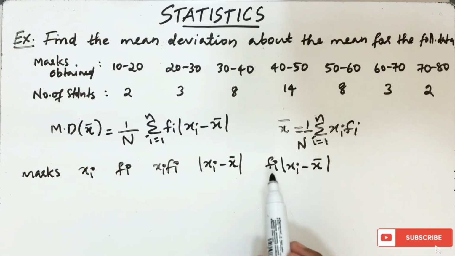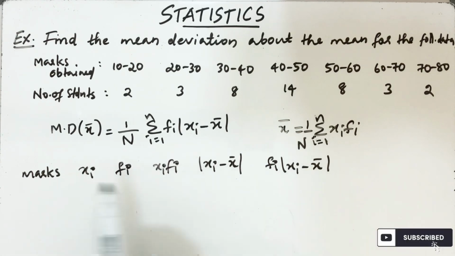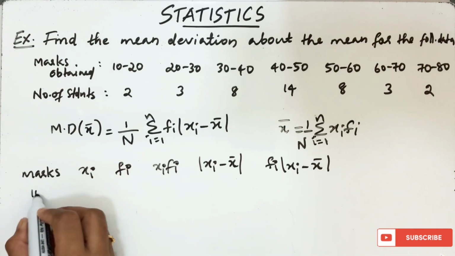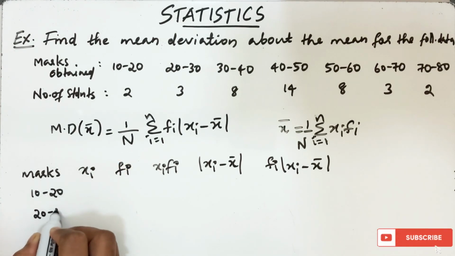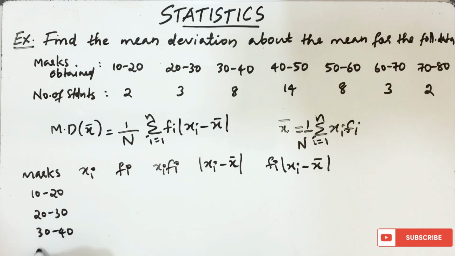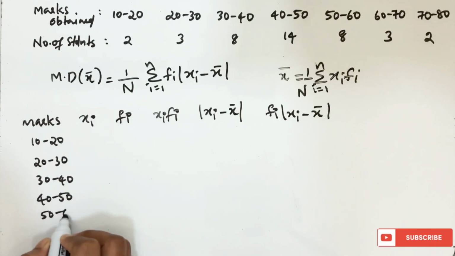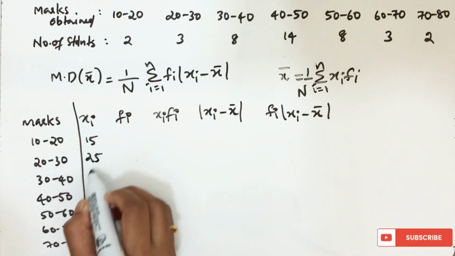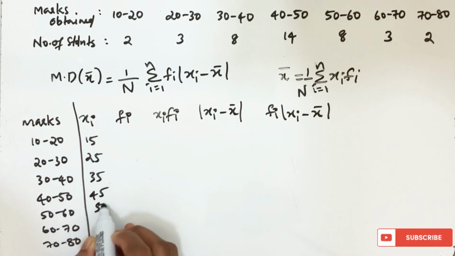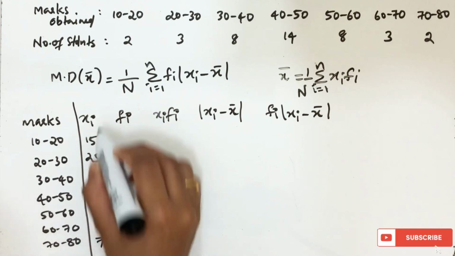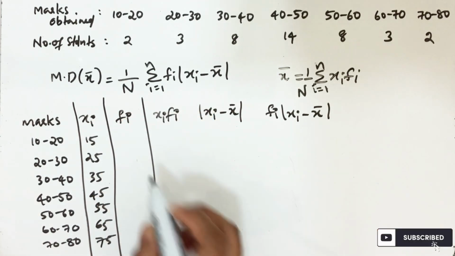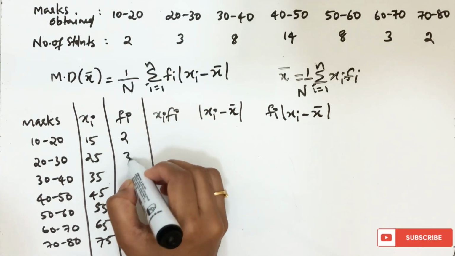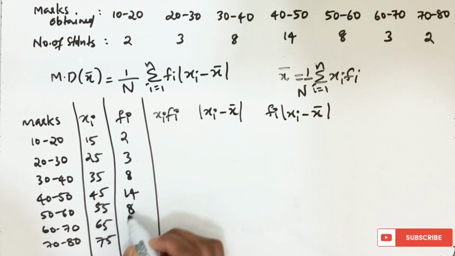Just as in the case of discrete frequency distribution, the only difference here is that we are taking xi as the midpoint. So we write the marks given: 10 to 20, 20 to 30. The midpoints are 15, 25, 35, 45, 55, 65 and 75. The frequencies given are 2, 3, 8, 14, 8, 3, 2.